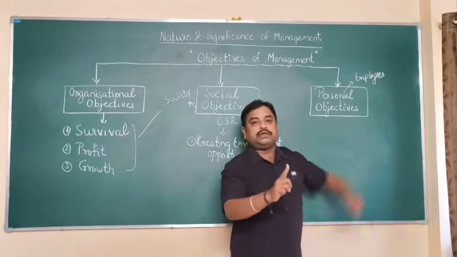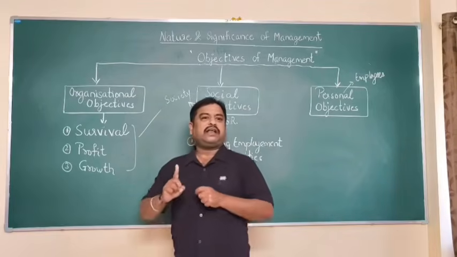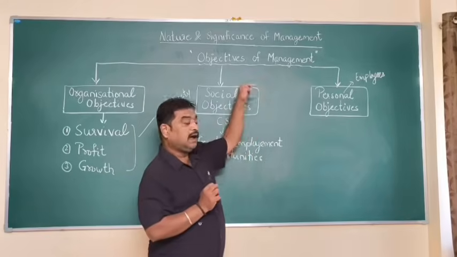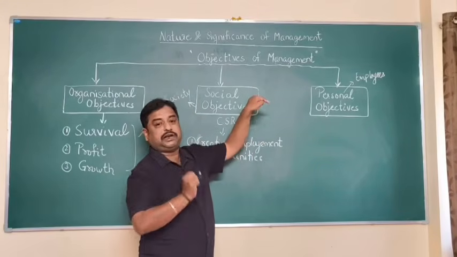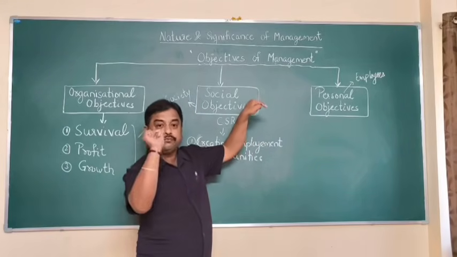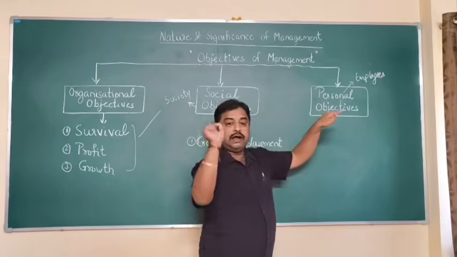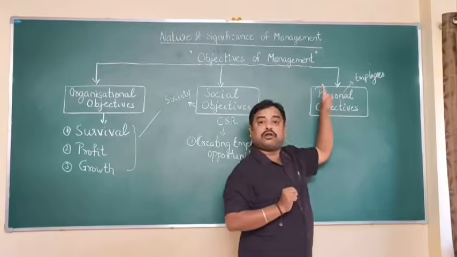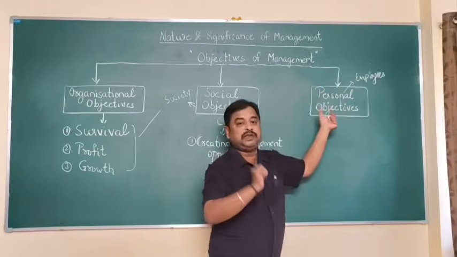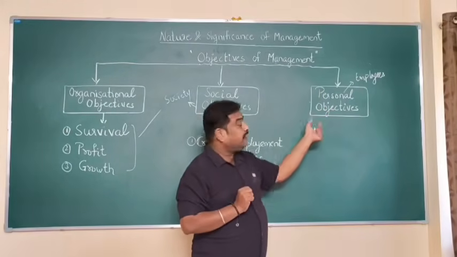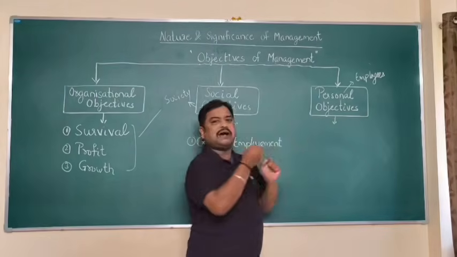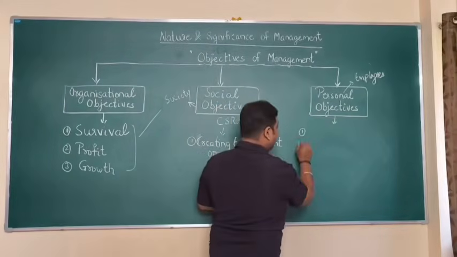Without the employees, the management or the organization cannot achieve its goals. So that's why one of the objectives of the management is to fulfill or work for the upliftment of its employees or the workers. Such objectives are called personal objectives. Which are those personal objectives? I can give you 2 examples here.